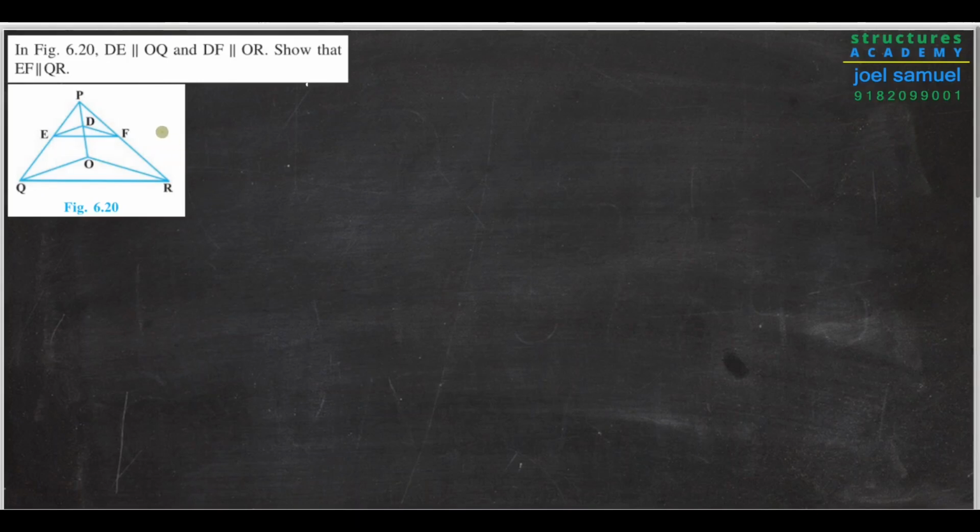Alright, let us look at another question in the chapter of triangles. In figure 6.20, DE is parallel to OQ, which means this line is parallel to this line. And DF is parallel to OR, which means this line is parallel to this line. Show that EF is parallel to QR, which means we are supposed to prove this line and this line parallel to each other.